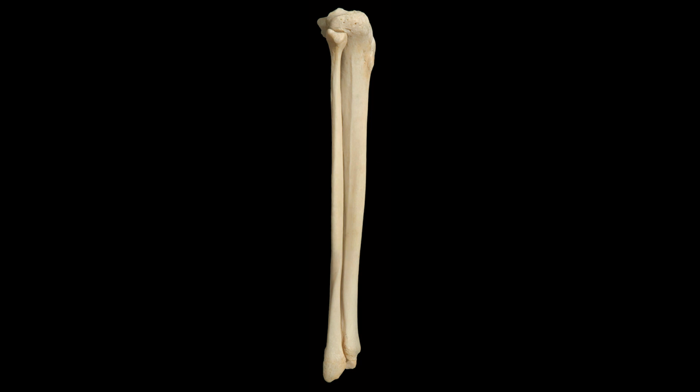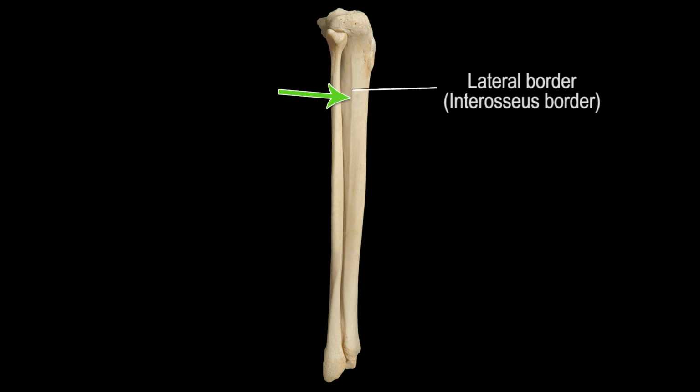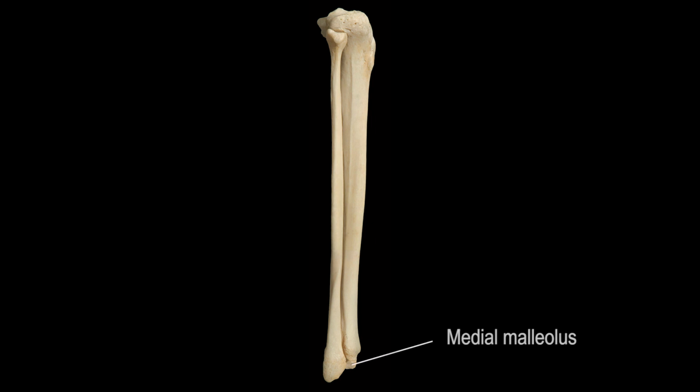And because we are looking at a lateral view, we can see here the lateral border, or as it's usually termed, the interosseous border of the tibia. It's named the interosseous border because the interosseous membrane, a fibrous membrane that unites the tibia and fibula together, attaches there. Down here, we can see the medial malleolus of the tibia.